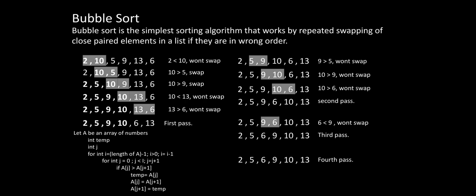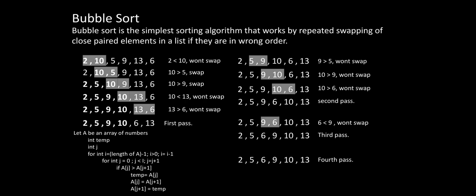First off, here I have a pseudocode of the bubble sort. Let A be an array of numbers. Let us say the numbers 2, 10, 5, 9, 13, 6. So the length of those is 6. In the pseudocode, we're gonna initialize temp and j to integers, and we have a nested for loop.